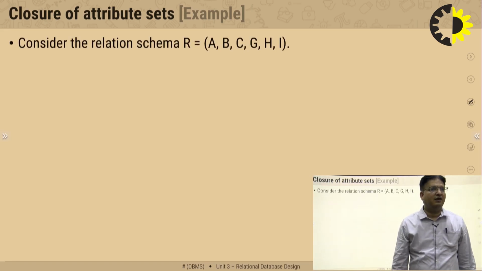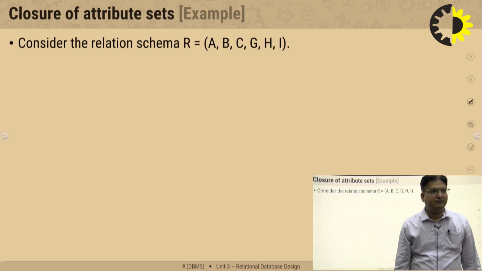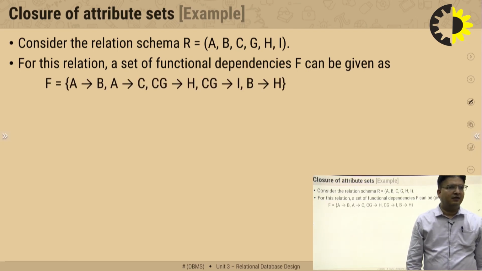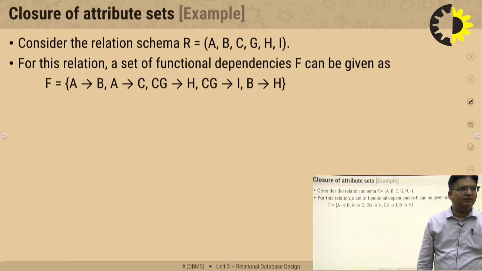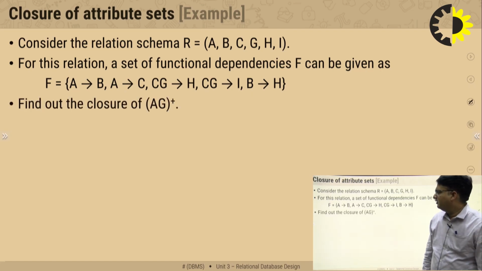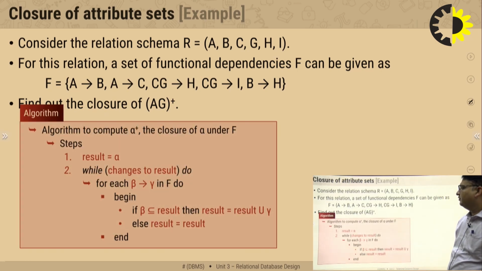Consider the relation R having the attributes A, B, C, G, H, I, and it has the following set of FDs: A determines B, A determines C, CG determine H, CG determine I, and B determine H. So we have to find the closure of AG plus. Let us see how to find it. So this is the algorithm that we are going to use.